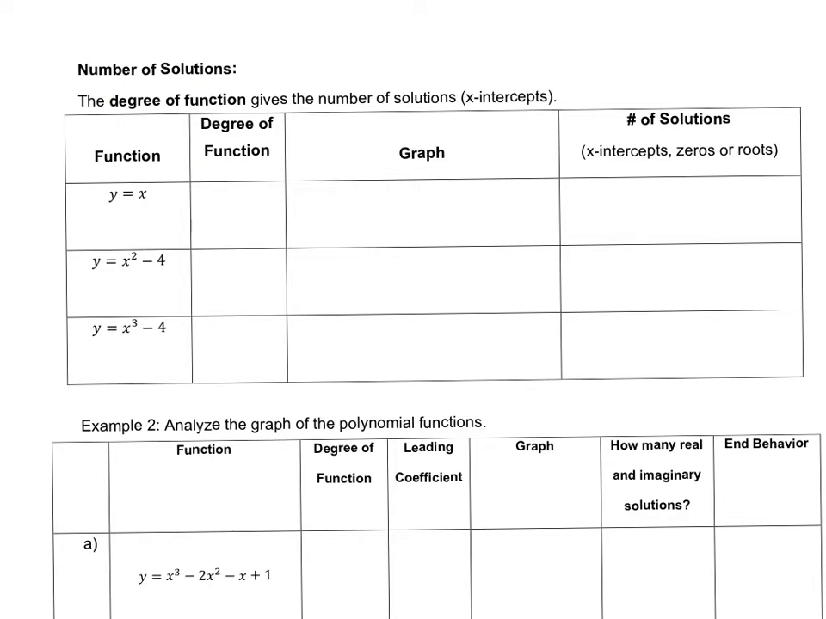When we're talking about the degree of the function, we're talking about the highest degree, or the highest power on x. In this first case, we can see that x is to the first power. So the degree of the function has to be 1, because the only power here is 1. Then this next one, we can see is to the second power. So the highest degree here is 2.